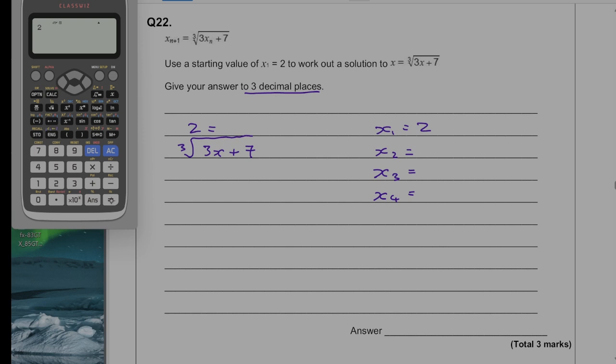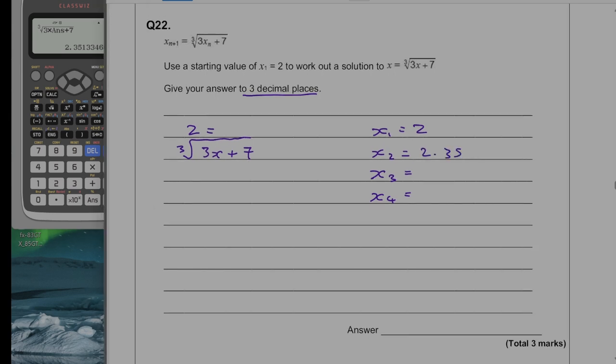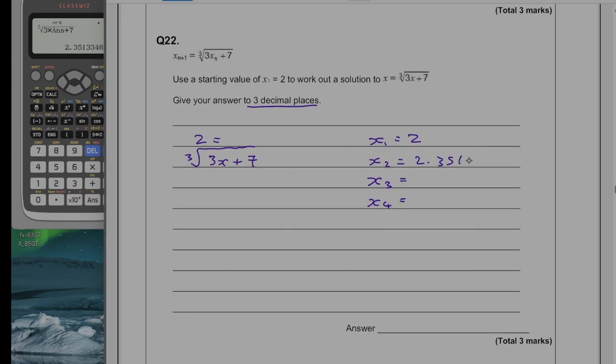Now technically I don't really need to show these, I just need my answer. But for 3 marks it's useful to show. Right, so I want the cube root of 3 lots of my answer plus 7. So that's going to be x2, so 2.3511133. If my next answer would round to the same 3 decimal places, I could stop.